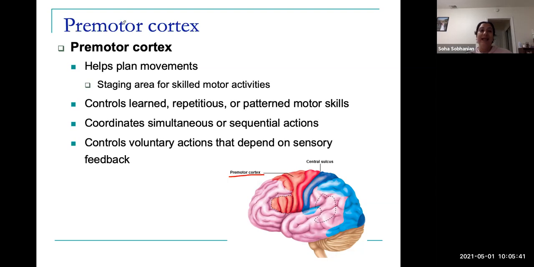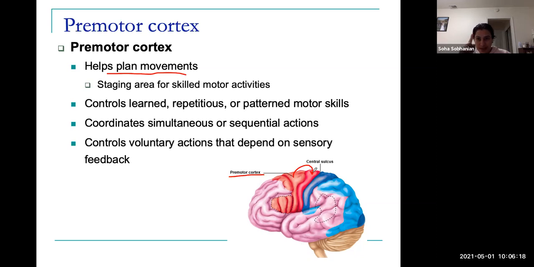So what this is doing is helping you plan your movement. What that means is basically a staging area for skilled motor activity. It helps you create controlled, repetitive motions without you actively thinking about the process. So when you type, you're actively using your premotor cortex to send messages to your primary motor cortex so the actual action can take place.